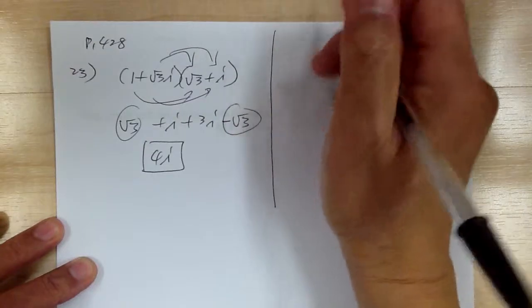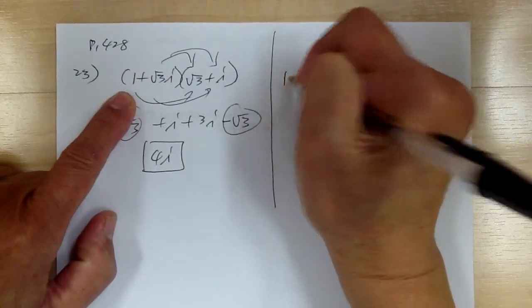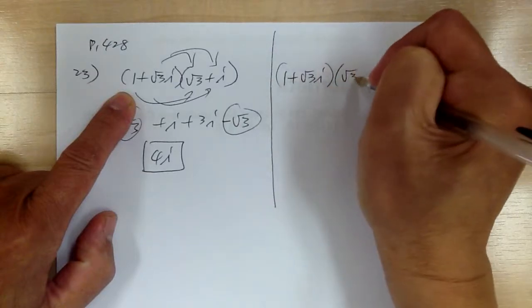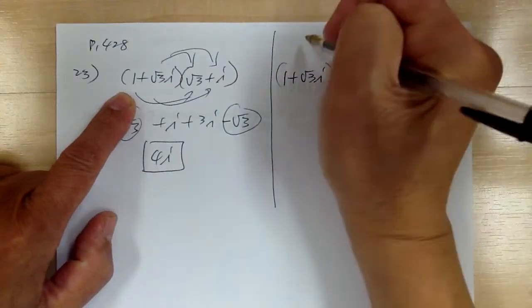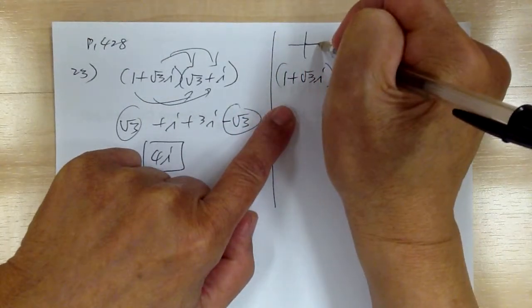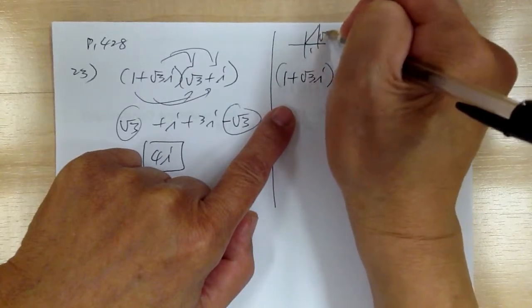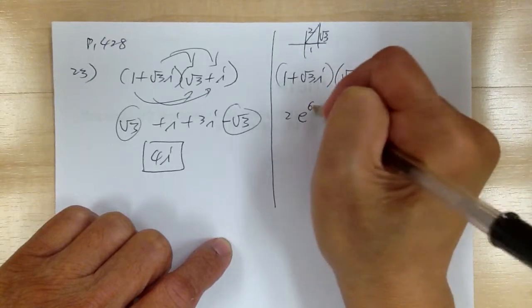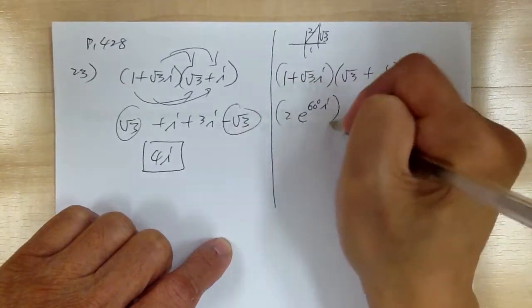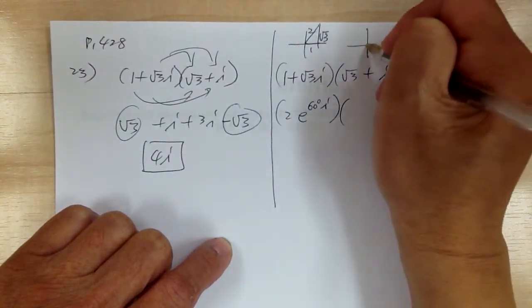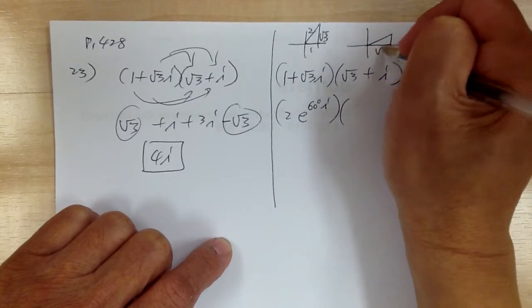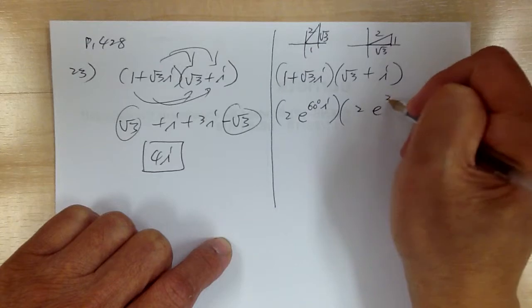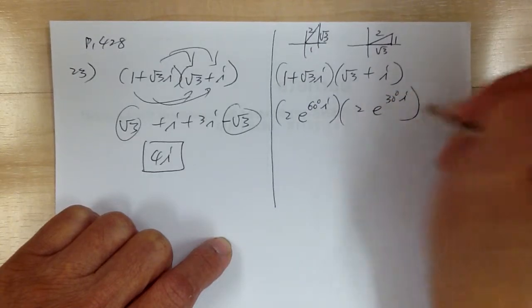But when you have a high exponent degree, then it's easier if you use polar. Okay. So now they want us to use polar form. So 1 plus square root of 3i times square root of 3 plus i. So this one, right, is 1, square root of 3, so this would be 2 e to the 60 degree i. This one you get square root of 3, 1. So this would be 2 e to the 30 degree i.